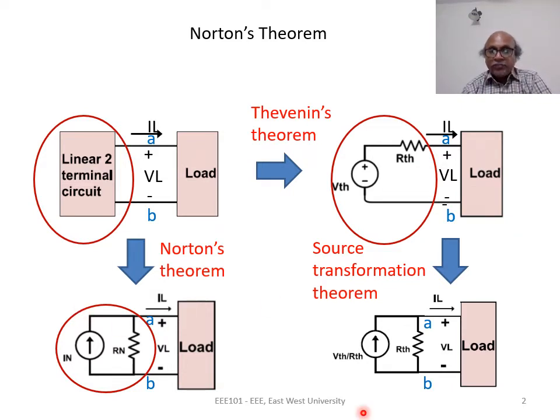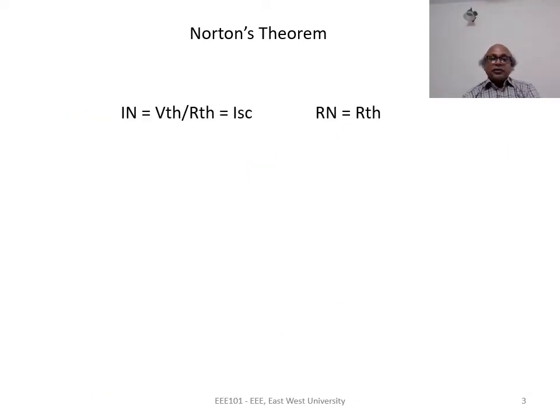Now, both these bottom circuits are identical, so they are equivalent. So if we consider this equivalent circuit and this equivalent circuit identical, we can argue that IN is equal to VTH by RTH and RN is equal to RTH. So these are the two relationships that we get for Norton's equivalent current IN and Norton's equivalent resistance RN.